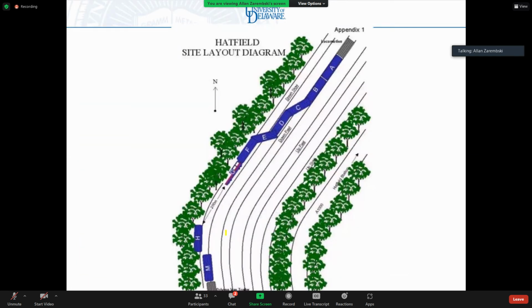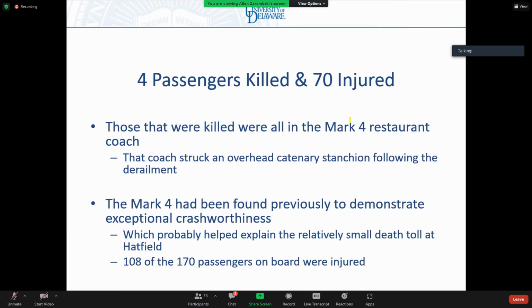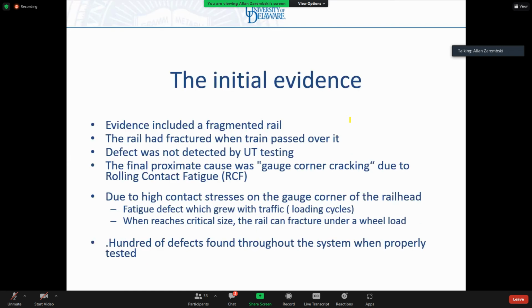Here you can sort of see the makeup of the train. It was a catastrophic failure. The ones who were killed were in the Mark IV restaurant coach, which had particularly good crashworthiness, which is why so few were killed. But even so, the force of the impact at 200 kilometers per hour was very significant.